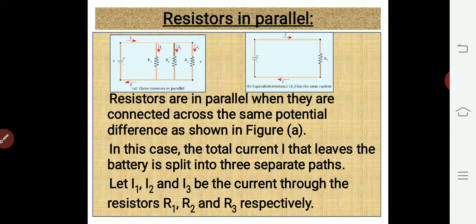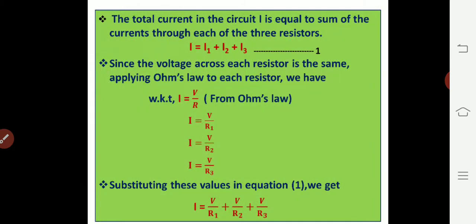Let I1, I2 and I3 be the current through the resistors R1, R2 and R3 respectively. The total current in the circuit I is equal to the sum of the currents through each of the three resistors. I equal to I1 plus I2 plus I3.